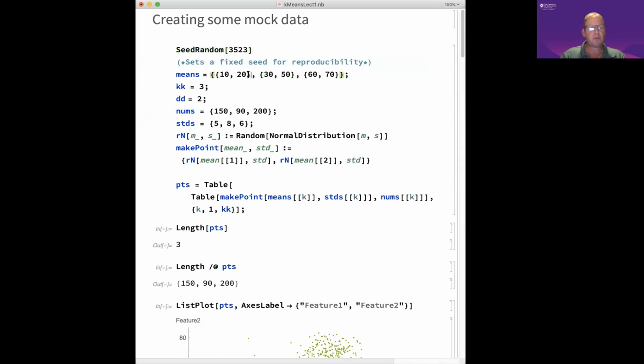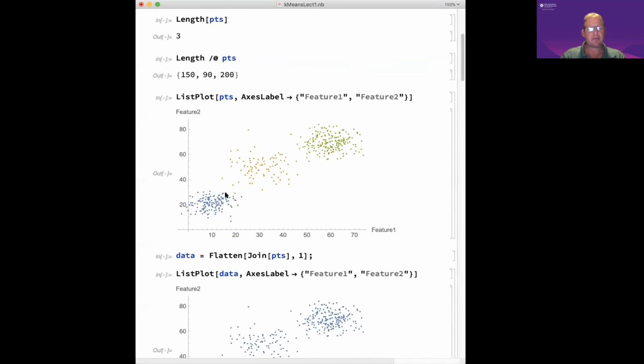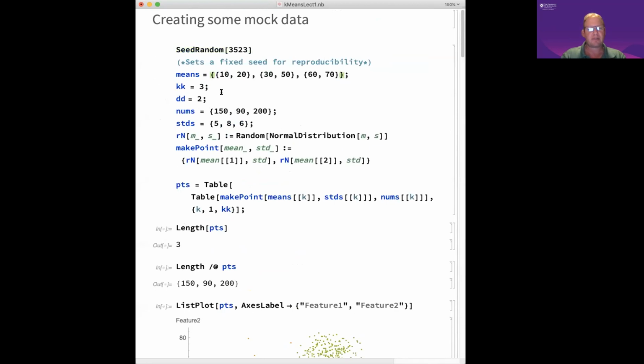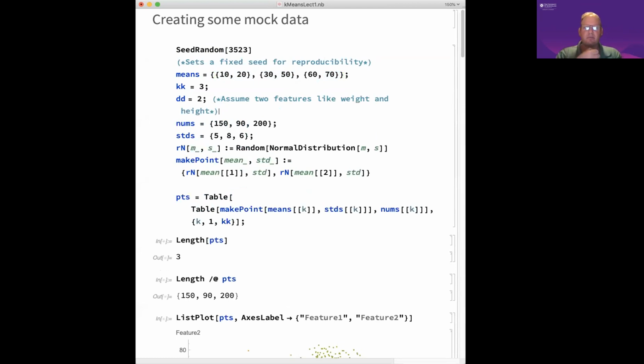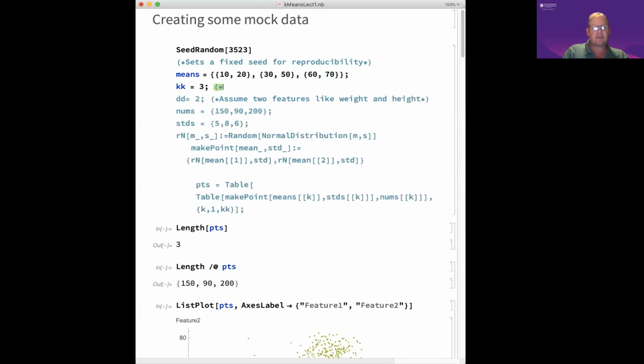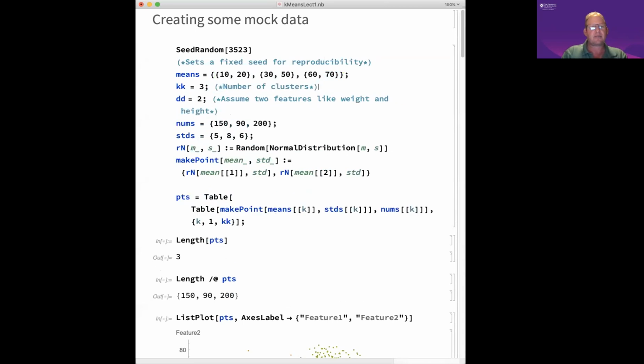Now we're going to generate a heterogeneous data set of 3 different groups. For this, we need a few parameters. I'm going to make this nested list of means: this is the first group, this is the second group, this is the third group. We assume here we have 2 features, like weight and height. The word feature is synonymous with variable. In the context of a vector, it's synonymous with the coordinate of the vector, the first coordinate, the second coordinate, etc. This k equals 3 is the number of clusters.